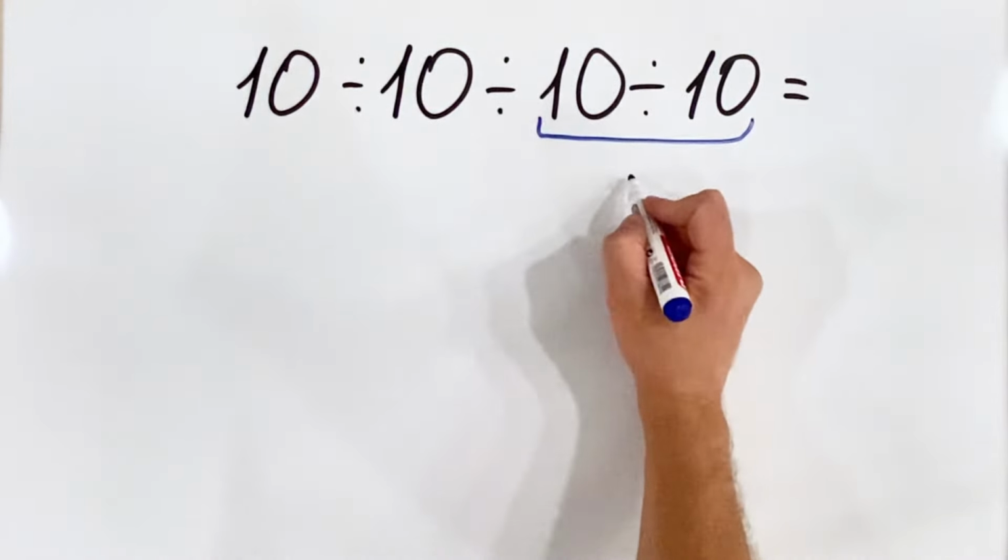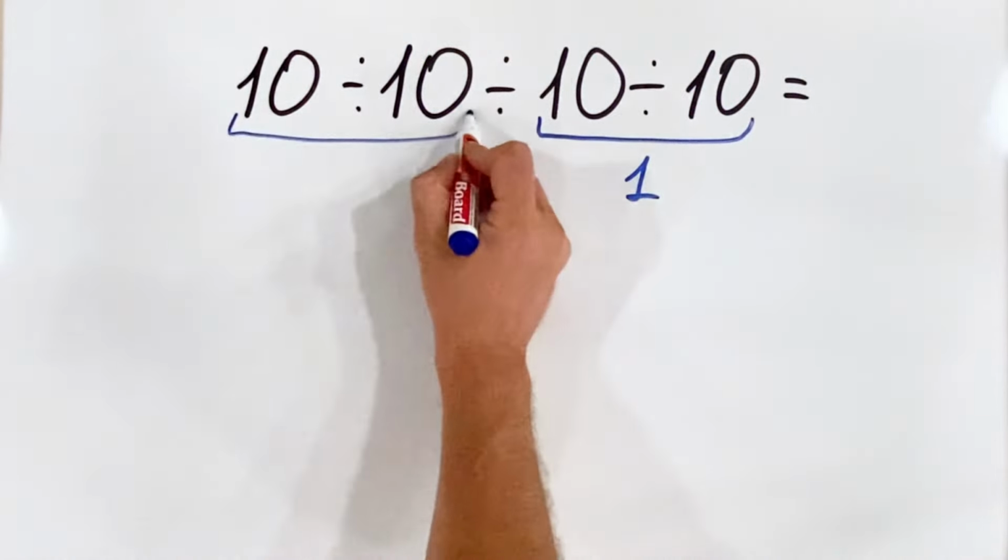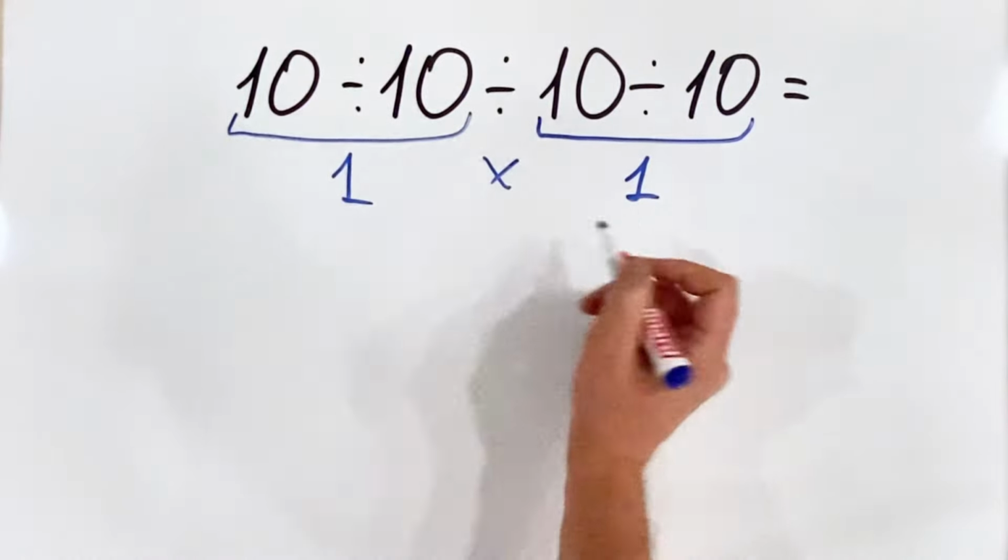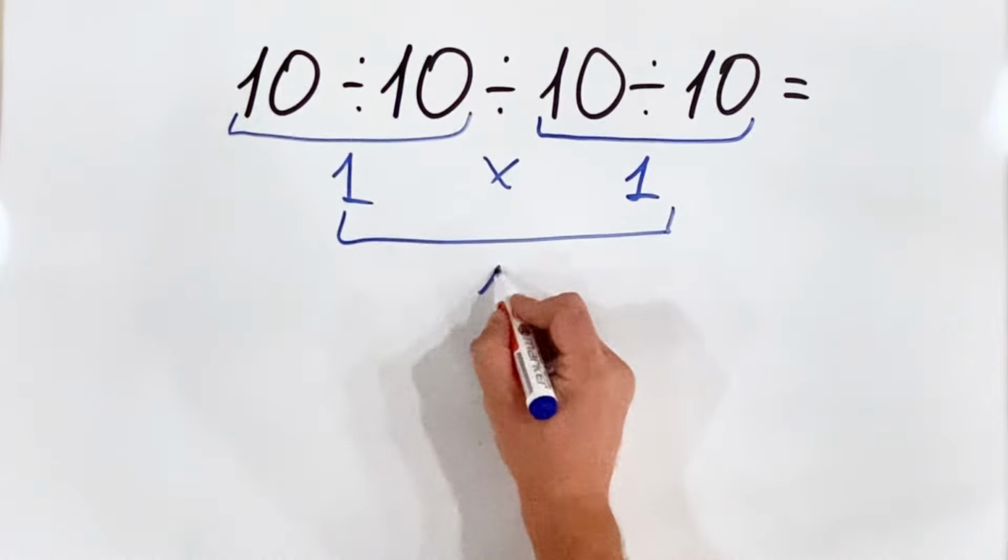10 divided by 10 is 1. We have 10 divided by 10 is 1. 1 multiplied by 1 equals 1.